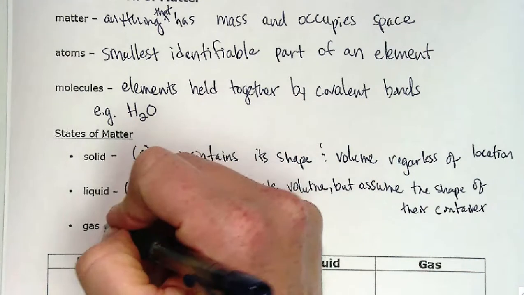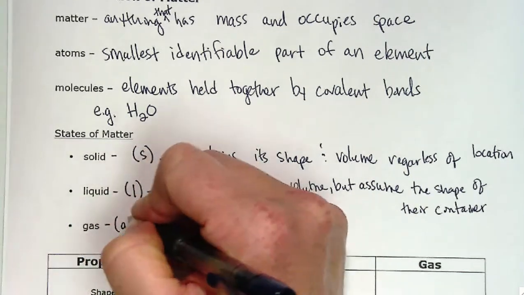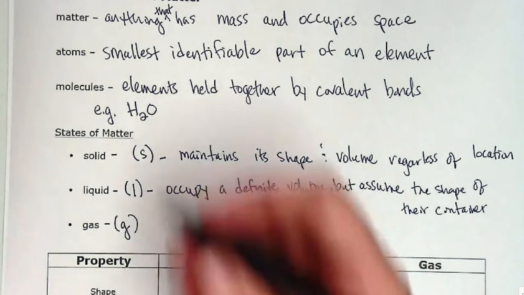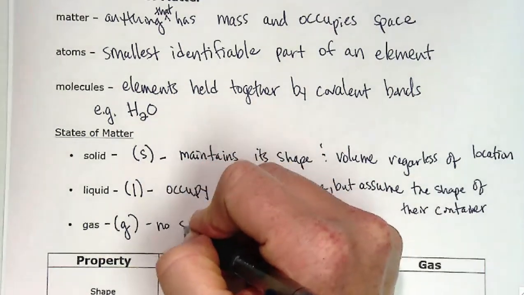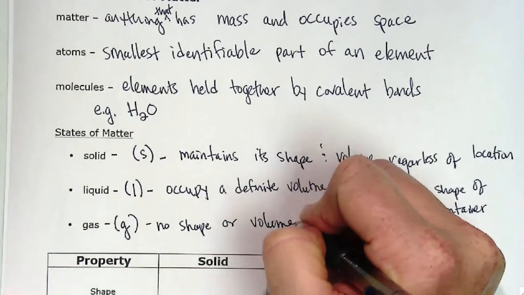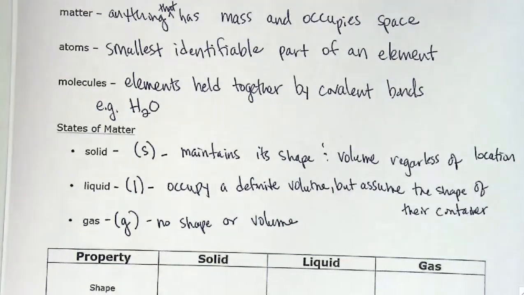So a gas, the way it's abbreviated in chemistry is parentheses, lowercase g. The unique thing about a gas is that it maintains neither the shape nor volume of anything. So it has no shape or volume. It assumes the shape or volume of the container it's in.